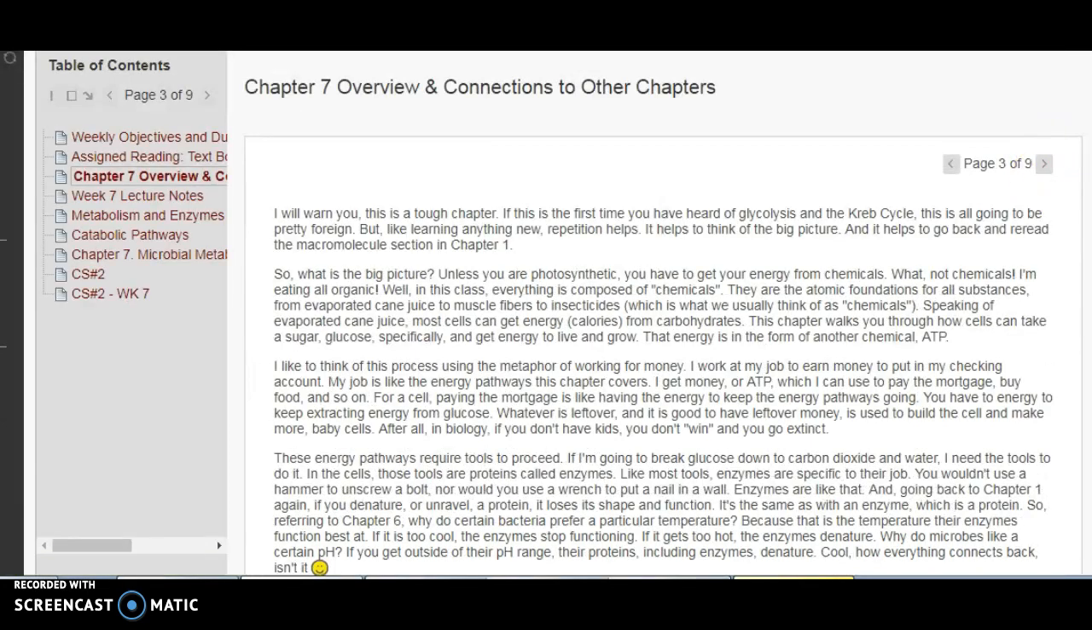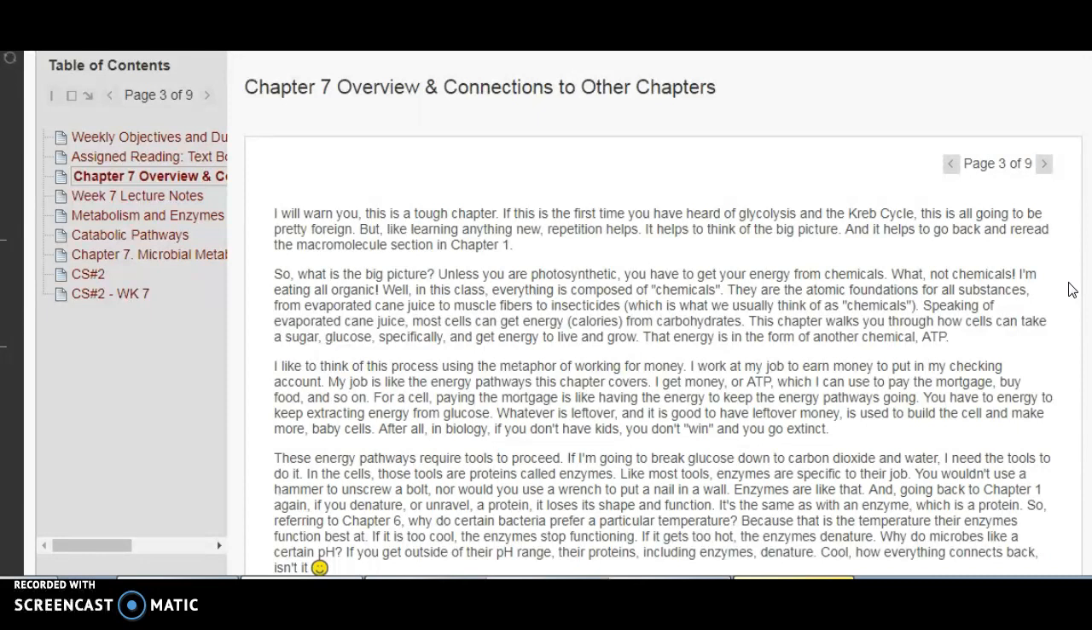All right, and here's just an overview in connection to the other chapters, and I will warn you, this is a tough chapter. It is, and the reason is because there is so much information, but at the same time, I try to keep the amount of detail that you need to know down to a minimum, especially since many of you are going into nursing or the general health field. You know, you need to know the basics.